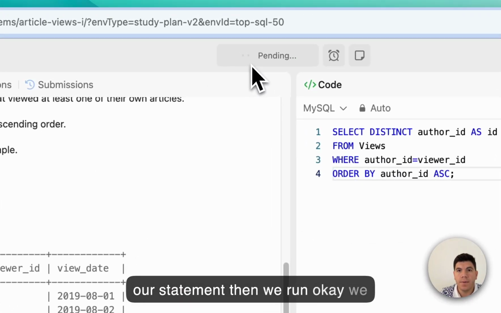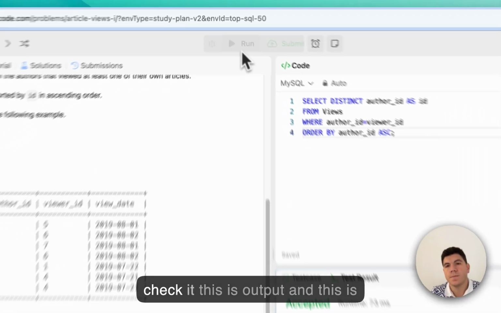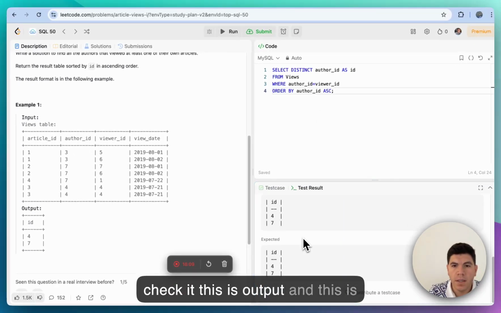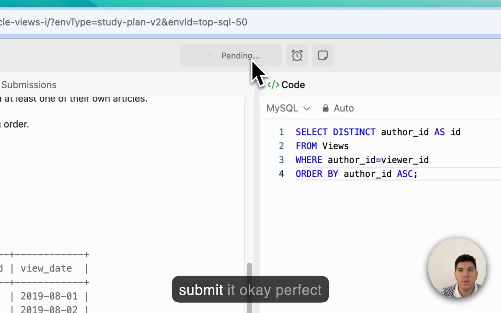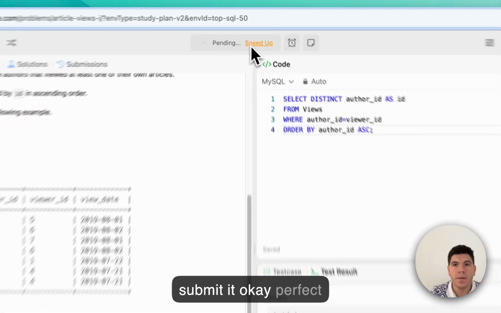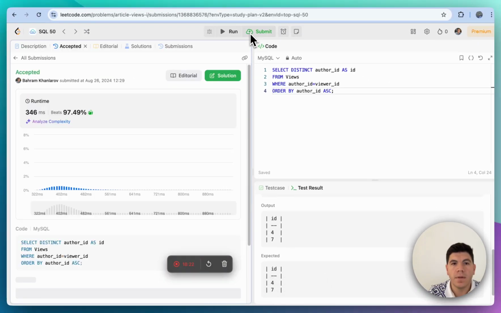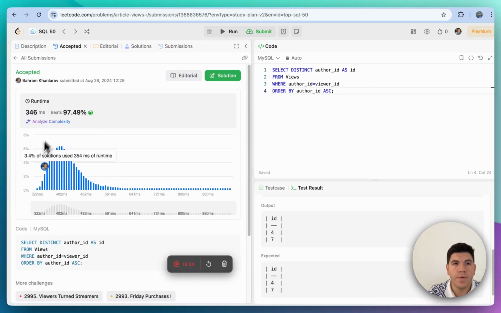Then we run. Okay, we check it, this is the output and this is expected, which is true, and we submit it. Okay, perfect. 97%, 49.